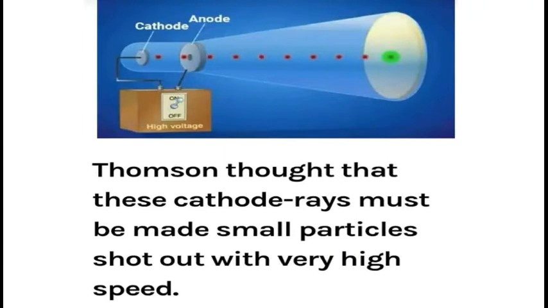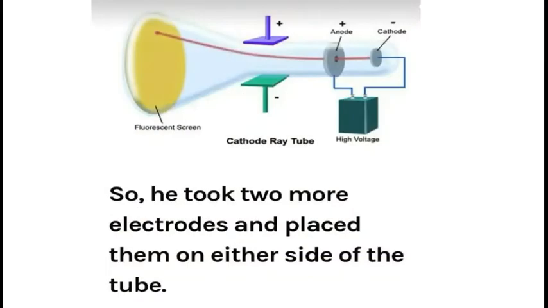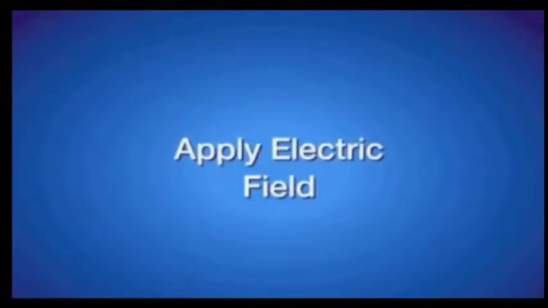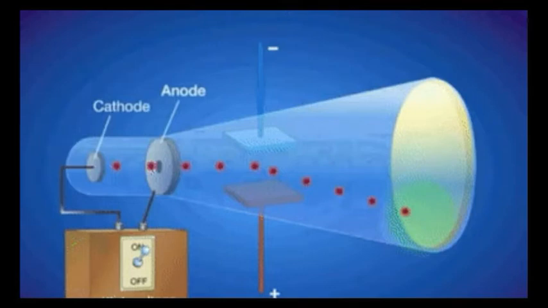Thomson thought that these cathode rays must be made of small particles shot out with very high speed. He got more curious and wanted to know if they had a charge or not. So he took 2 more electrodes and placed them on either side of the tube. Then he applied electric field. Now you can see the cathode rays got deflected towards the positive electrode.